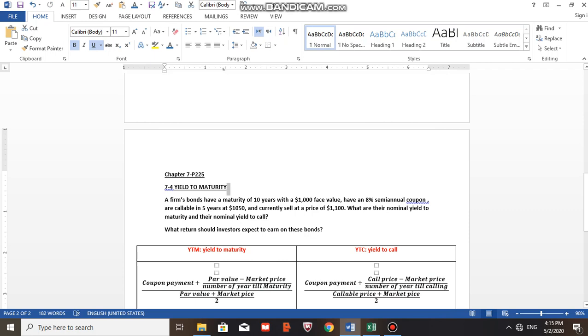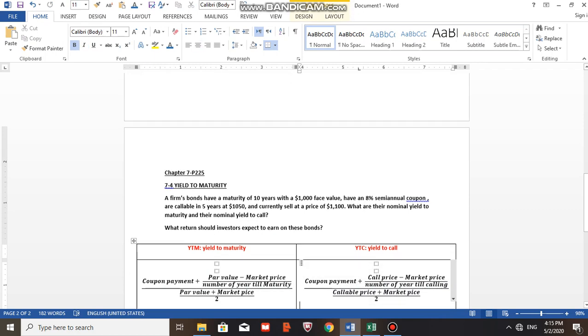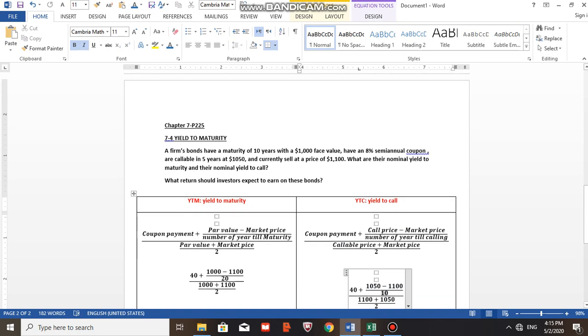To be able to calculate the yield to maturity and the yield to call for the bonds, we need to set at first the formulas for both YTM and YTC. So here we have both formulas for the YTC and the YTM. In this formula, we need the coupon payment, the par value, market price, number of years till maturity, and for the YTC, we also need the coupon payment. Instead of the par value, we need the call price, and instead of the number of years till maturity, we need the number of years till calling the bond.